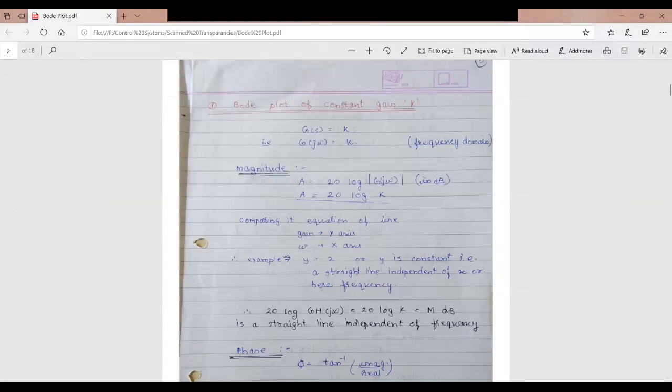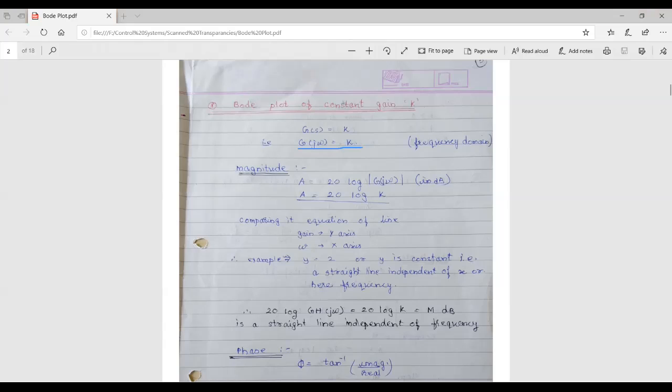We know the formula. Magnitude is 20 log of G(j omega) H(j omega), and phase is tan inverse of imaginary part of G(j omega) upon real part of G(j omega). Now suppose your G(s)H(s) is equal to K, nothing else. Then G(j omega) will be equal to K. And now magnitude would be 20 log of magnitude of G(j omega), which is nothing but K in this case. So magnitude would be 20 log of K. This 20 log of K is the magnitude contribution of constant gain K.